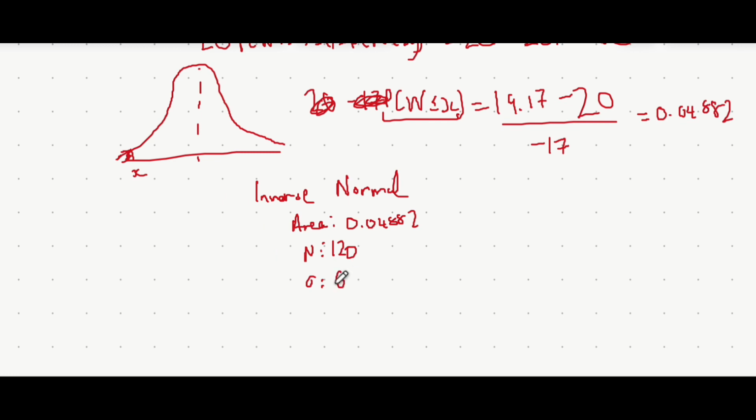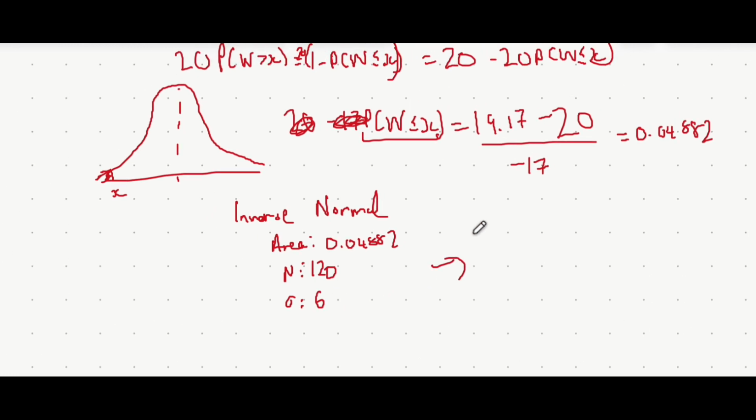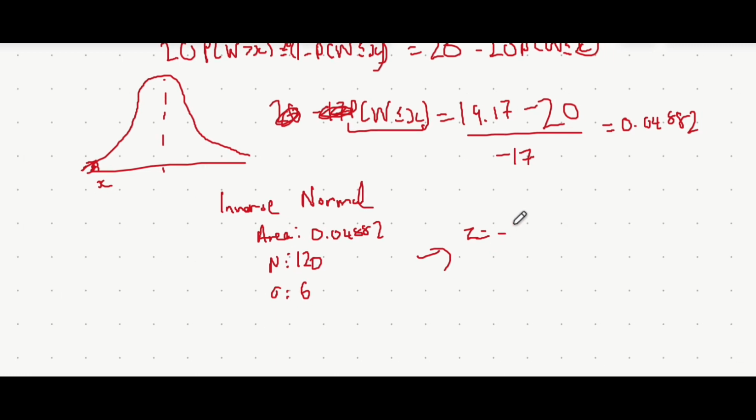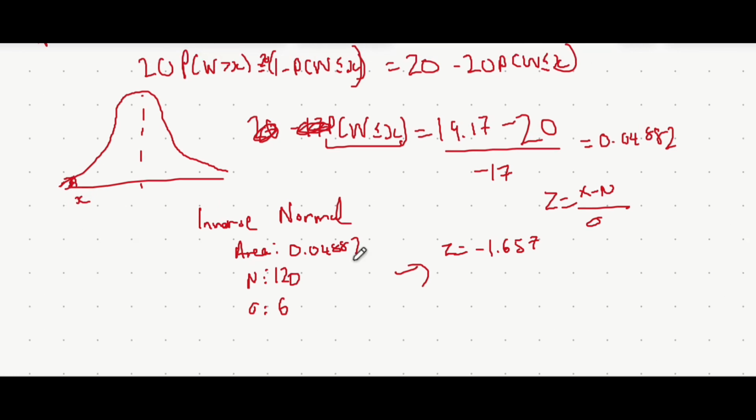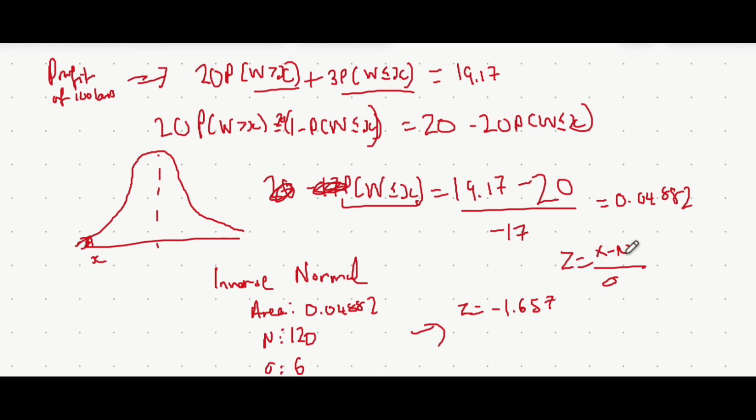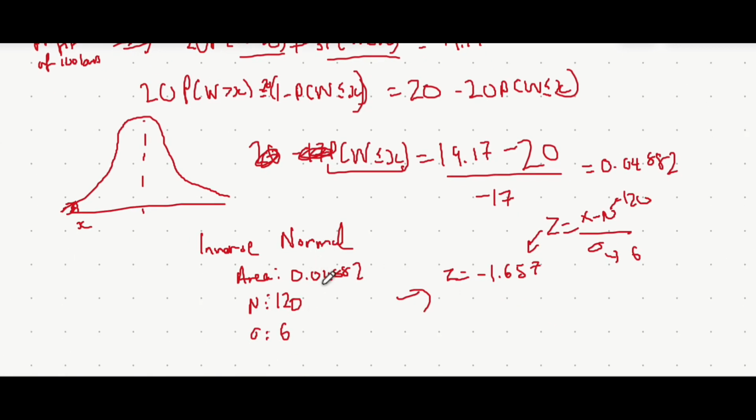After you've done that, you'll get out the z value. Now the z value in this case is minus 1.657. Now what do we know about z values in general? They're equal to x minus mu over standard deviation, and they tell you how many standard deviations away from the mean the x value actually is. We're trying to find that x value, and we know the mean is 120, we know the standard deviation is 6, and now we know the z value because we've used the inverse normal function and the area to find it.